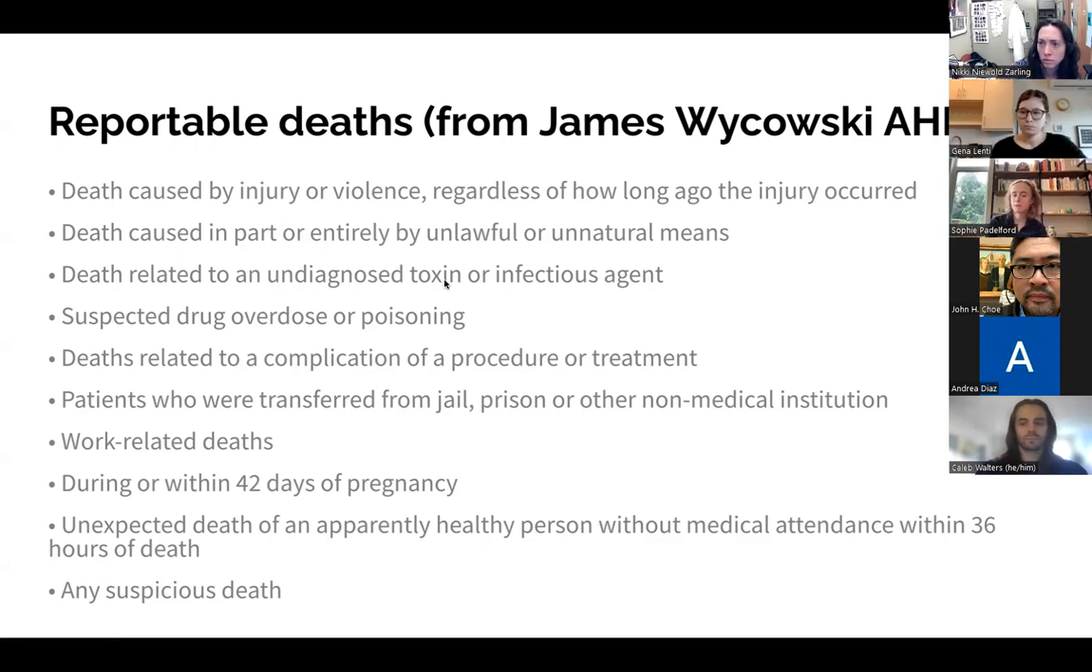I feel like this happens sometimes in the MICU where maybe this person overdosed or maybe they had a heart attack, and I don't really know what's happening. Then it's a reportable death. If it's the result of an injury, it's a reportable death.